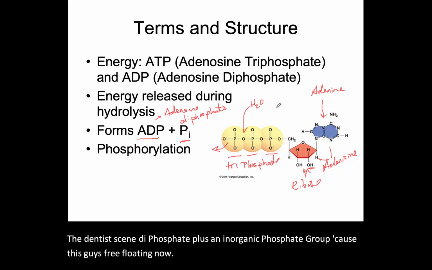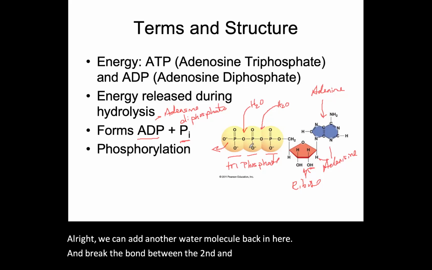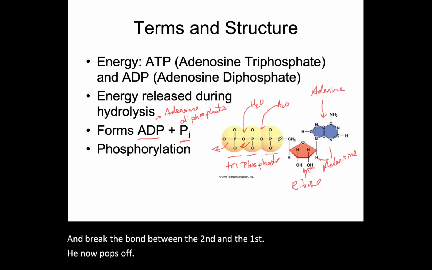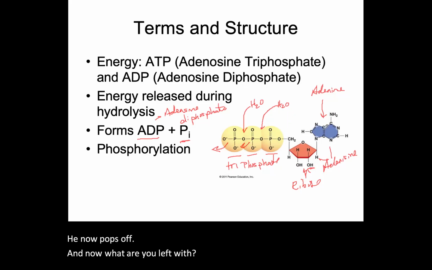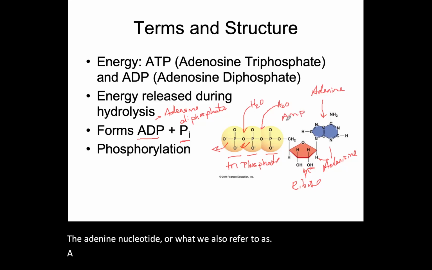We can add another water molecule back in here and break the bond between the 2nd and the 1st. He now pops off. And now what are you left with? Adenosine with 1 phosphate group. It's an adenine nucleotide, or what we also refer to as AMP, adenosine monophosphate.